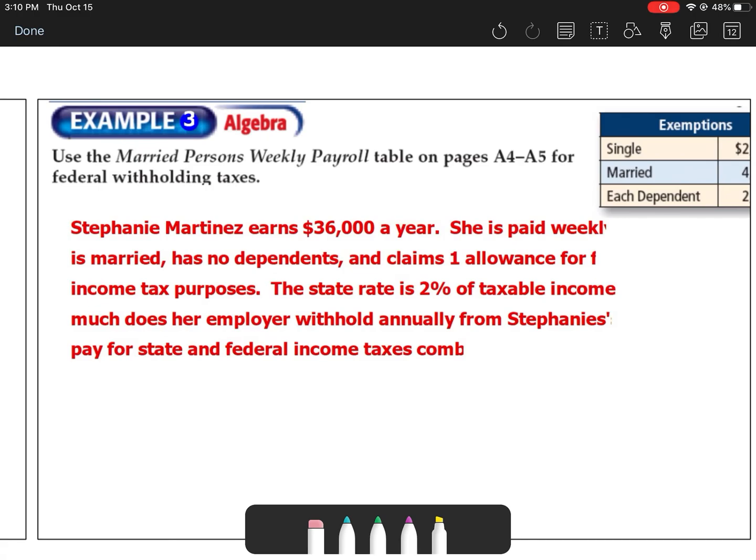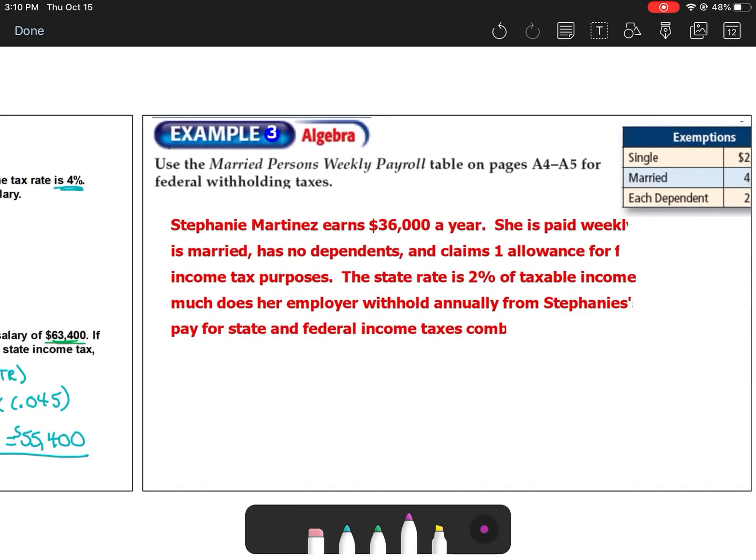Okay, so this is actually going to be a multi-step process, so we're just going to break it up. So let's say we want to find state first. So I'm going to find her state taxes first.